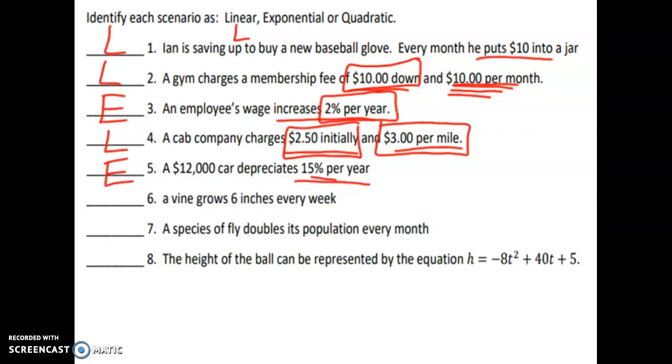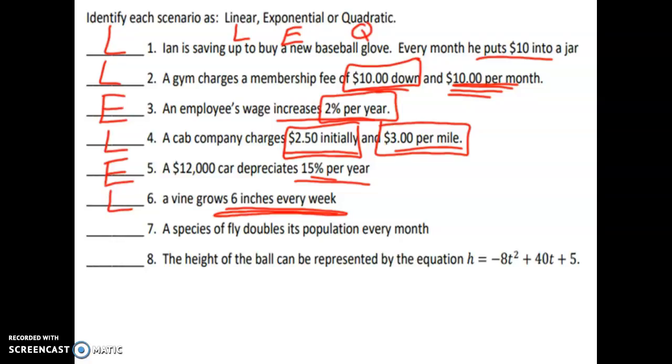All right. Next up, a vine that grows 6 inches per week. I want you to think about this. What do you think it is? Linear, exponential, or quadratic? Well, since it's every week the same amount, it is linear because it's constant.